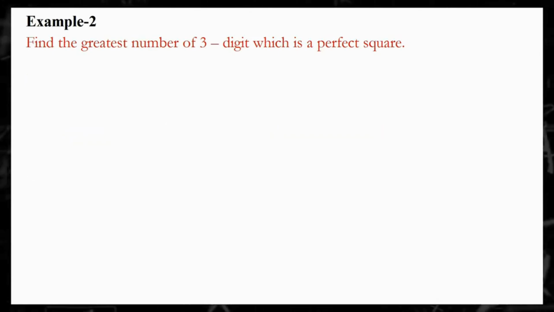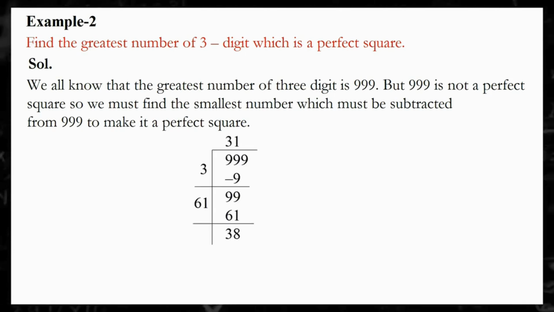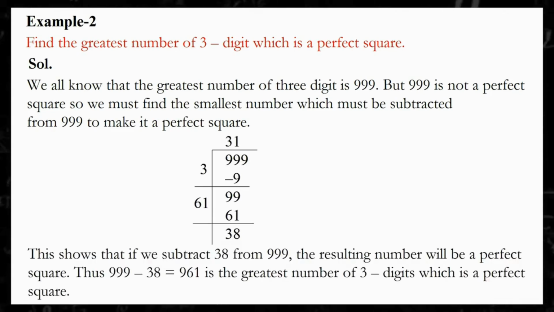Example 2. Find the greatest number of 3 digits which is a perfect square. Solution. We all know that the greatest number of 3 digits is 999. But 999 is not a perfect square. So we must find the smallest number which must be subtracted from 999 to make it a perfect square. This is shown as follows. This shows that if we subtract 38 from 999, the resulting number will be a perfect square. Thus, 999 minus 38 is equal to 961, which is the greatest number of 3 digits that is a perfect square.